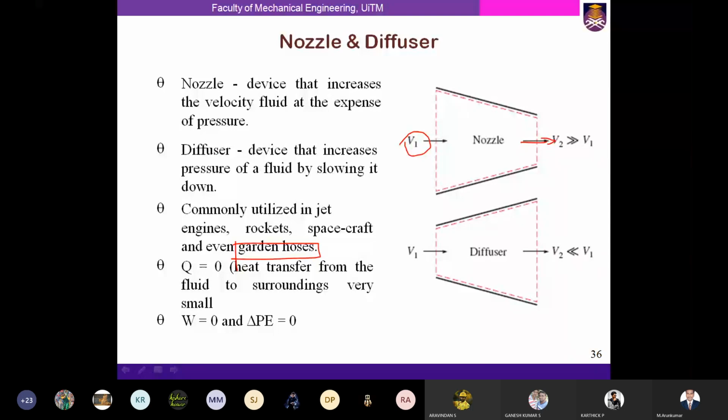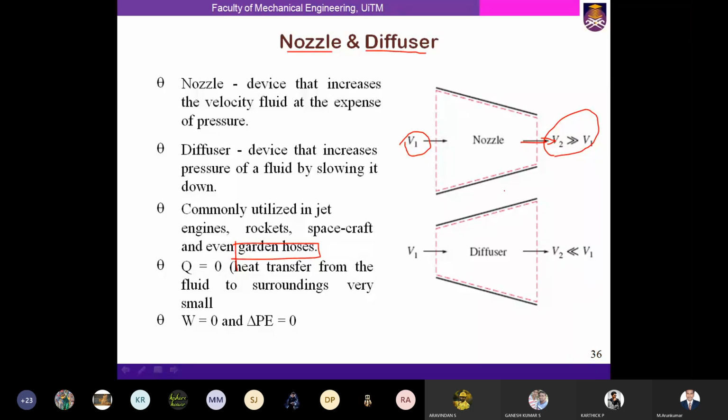For this nozzle and diffuser, there is no heat transfer, so we can neglect Q. Also there is no work done, so W will be 0, because just the flow will be there. There is no potential energy, so there is no elevation. But there is velocity V, and you know half m V squared is related to kinetic energy. So in a nozzle and diffuser, we have only kinetic energy.